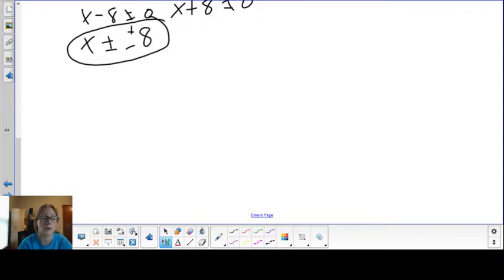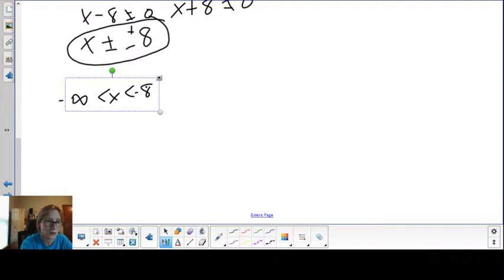If you're doing what we talked about in the notes, you'd have negative infinity is less than x is less than negative 8. You have negative 8 is less than x is less than 8. And you have 8 is less than x is less than infinity.